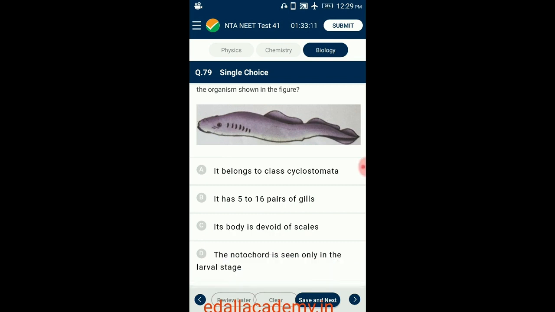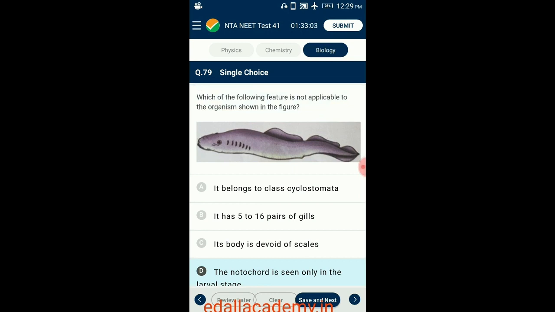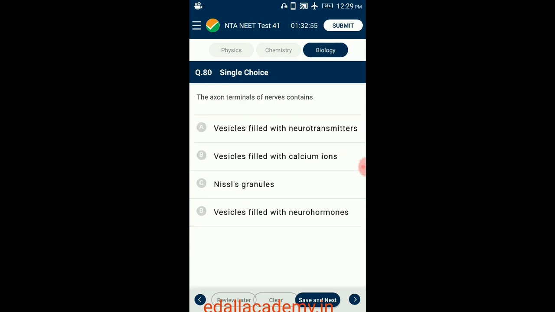So the answer for this question is option D. Notochord is seen only in the larval stage. That statement is given wrongly about the given diagrammatic representation. So the correct option is option D. Question number 80. The axon terminals of nerves contain.